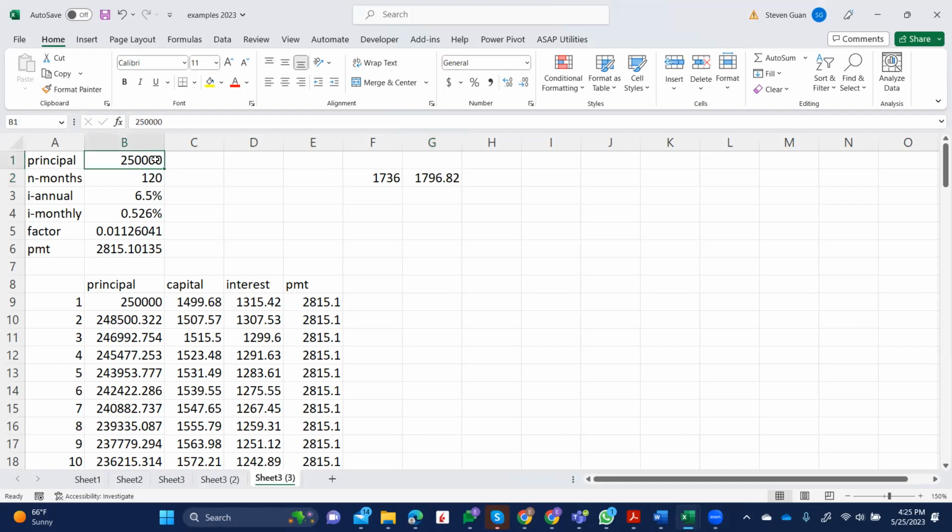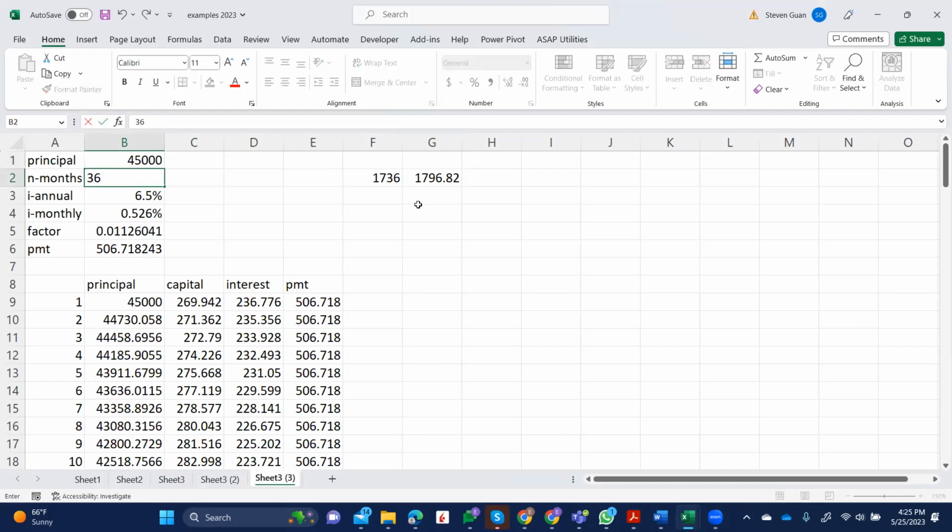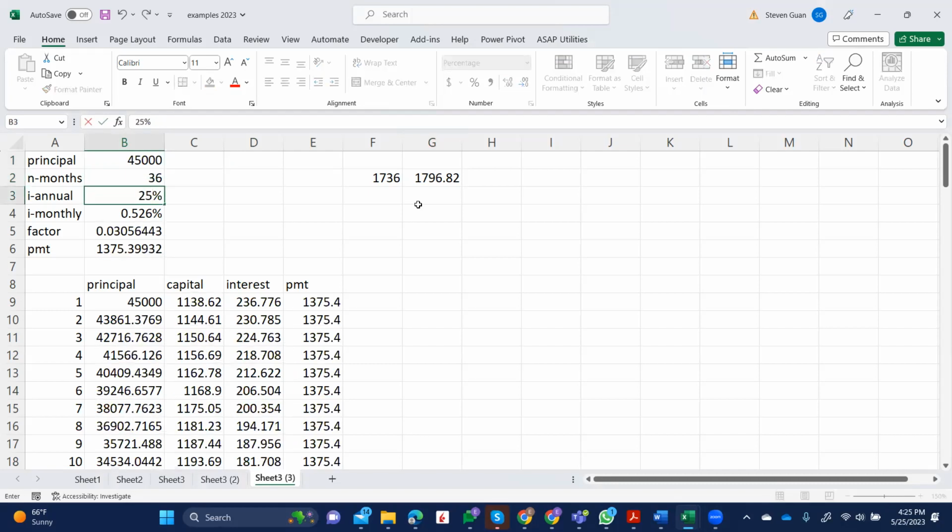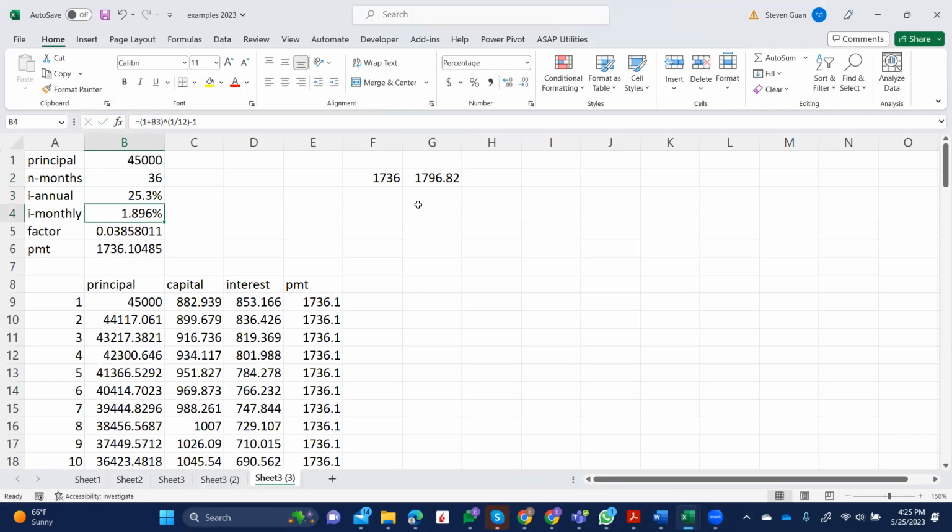Okay, so let me write this one here. We have $45,000. The number of months is only 36. This is 25.28%. Yep, it's 1736.11. So this number is correct. Can you verify that, please?